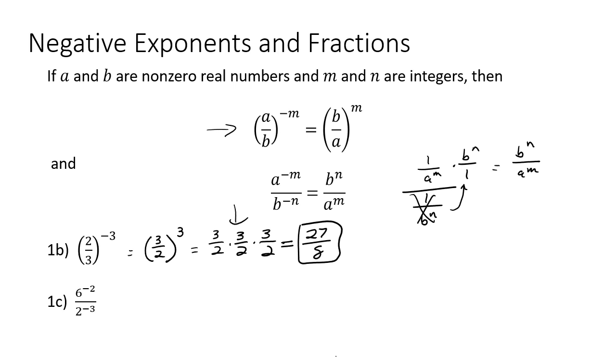Similarly, for part 1c, the 6 to the negative second would just come down to the bottom of the fraction as 6 squared, and the 2 to the negative third in the bottom would come up to the top as 2 cubed. And so this would just give us 8 over 36, which would once again just reduce to 2/9.